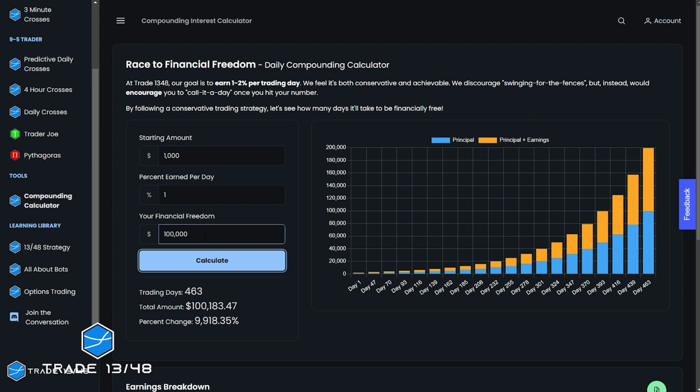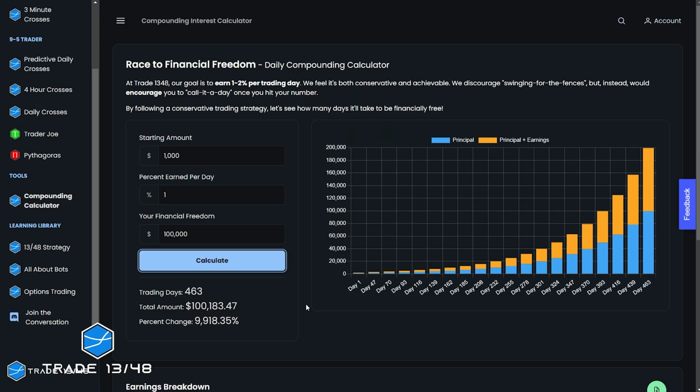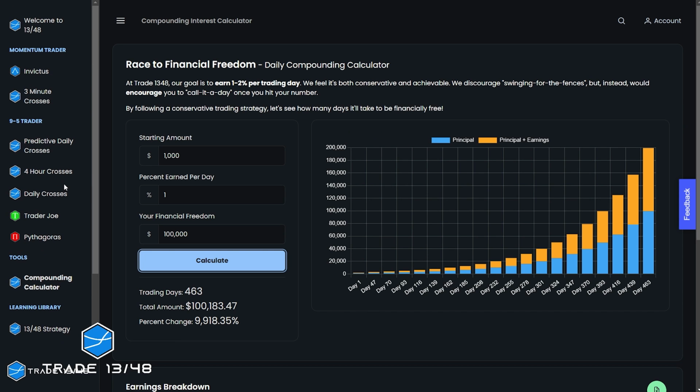From 1,000 to 100,000 in 463 trading days. This is about 2 years. What this does is also drive home that we are not a get rich quick system. We are a methodical wealth building program. We're not pulling legs here, baby. All right, let's go back to the menus here.